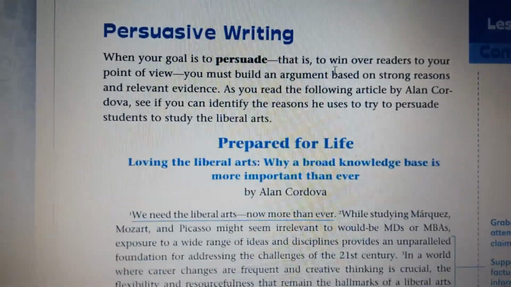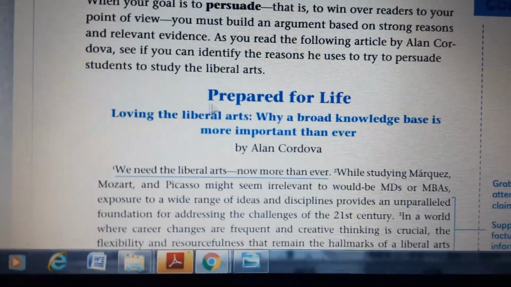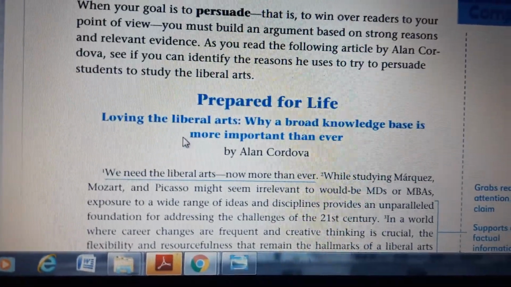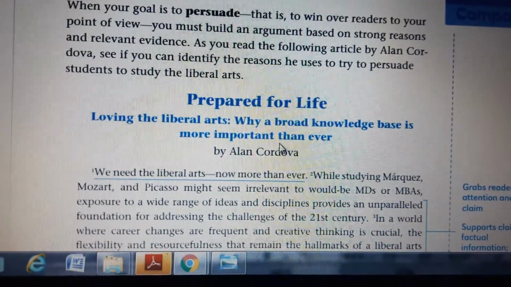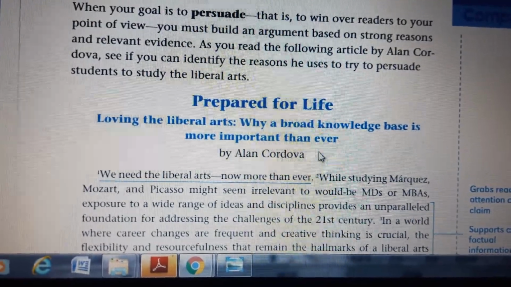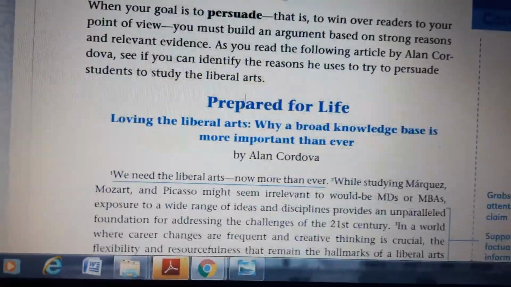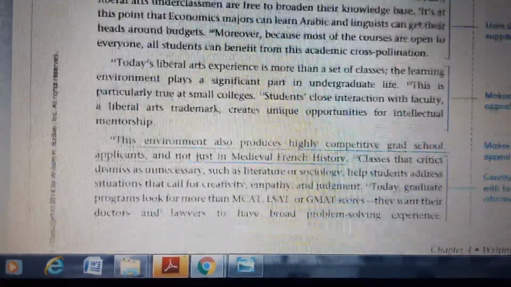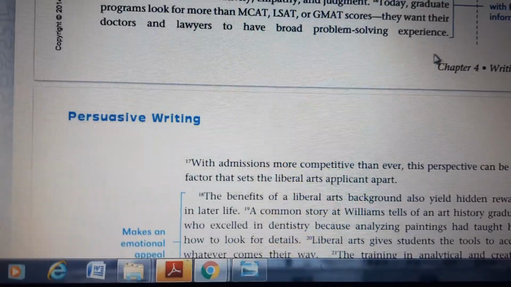Okay, so here: Prepared for Life, Loving the Liberal Arts, why a broad knowledge base is more important than ever. So we have here an article. Read it. I'm just going to tell you the most important things, and you have to read it.